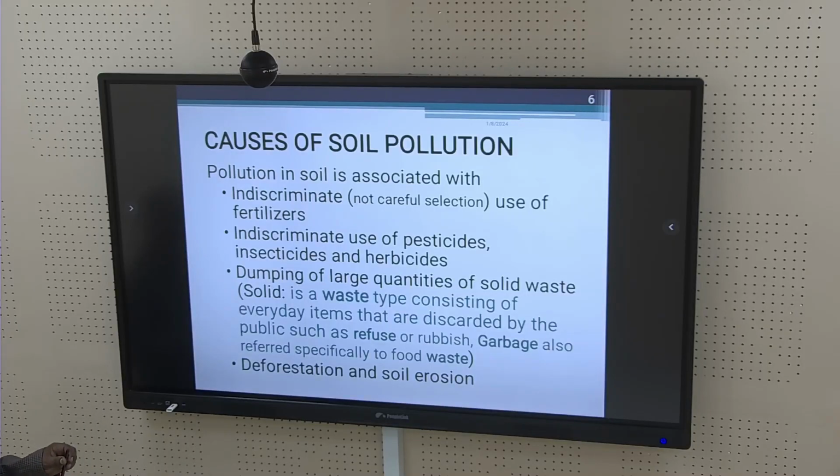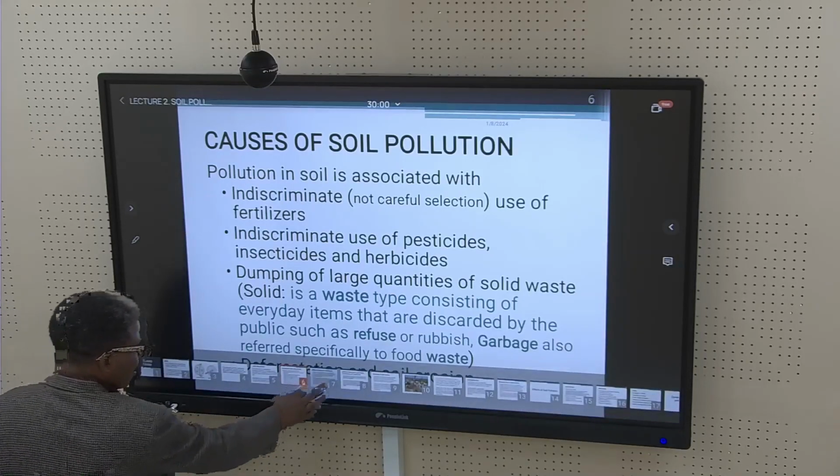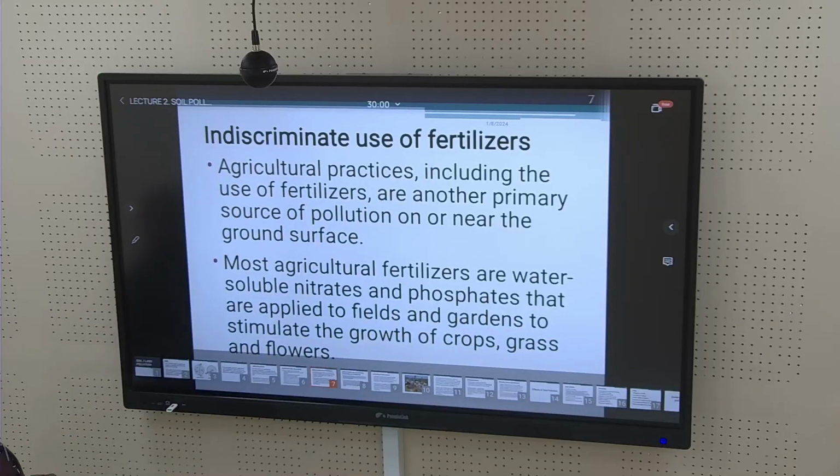Causes of soil pollution are mainly due to indiscriminate use, that is, if we are not carefully selecting proper means of fertilizer, proper means of selecting the required pesticides or insecticide. So, indiscriminate use of fertilizer. Let's see if we are not carefully selecting the proper fertilizer in our agricultural practices.